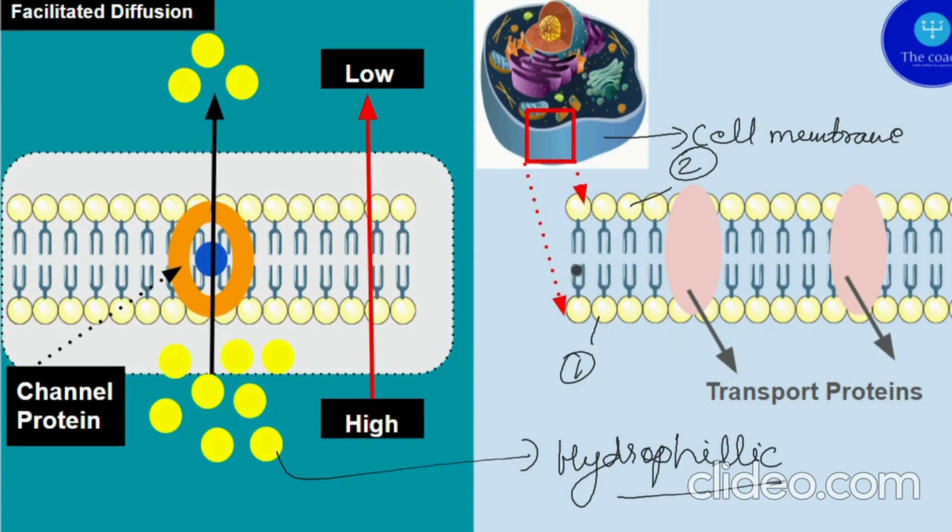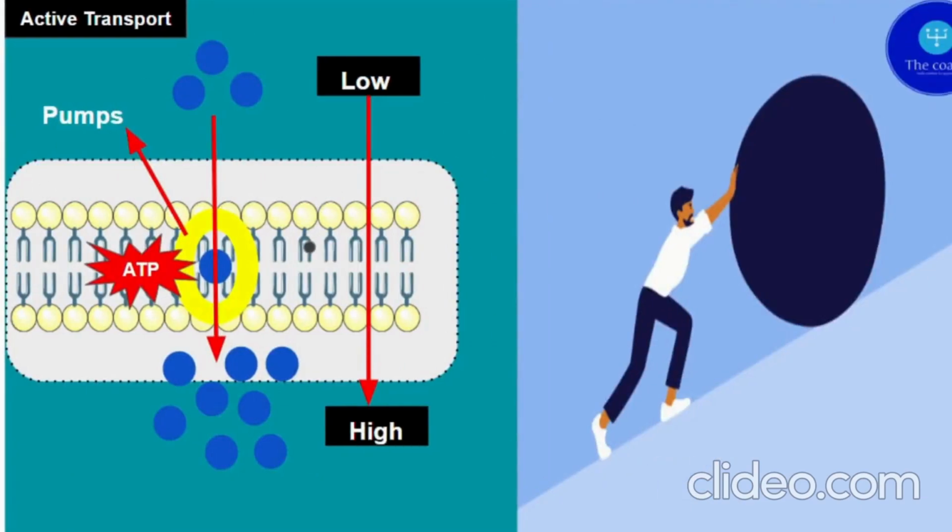To facilitate their transport, we have special channel proteins which allow the movement of molecules from a region of higher concentration to lower concentration. So facilitated diffusion is a type of passive transport where molecules move from a region of higher concentration to lower concentration without expenditure of any energy, through channel proteins. The next one is active transport. Active transport is a transport where molecules move from a region of lower concentration to higher concentration, just opposite to passive transport and facilitated diffusion.